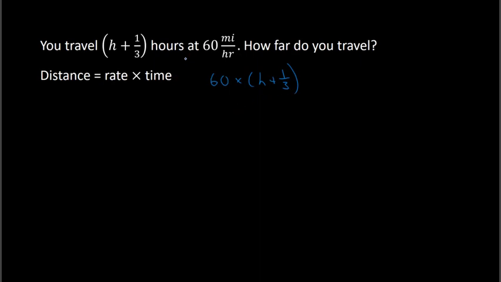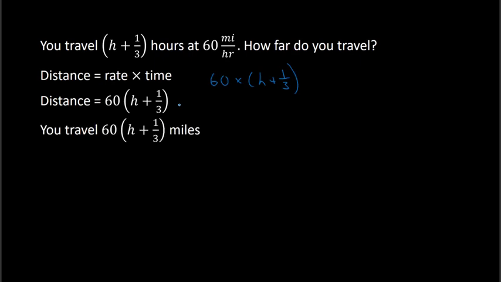Now when I express multiplication, I don't need to put the times sign there. I just put 60 next to the parentheses to mean the same thing. So my distance is 60 times parentheses h plus 1 over 3. So how far do I travel? I travel 60 times h plus 1 over 3 miles.